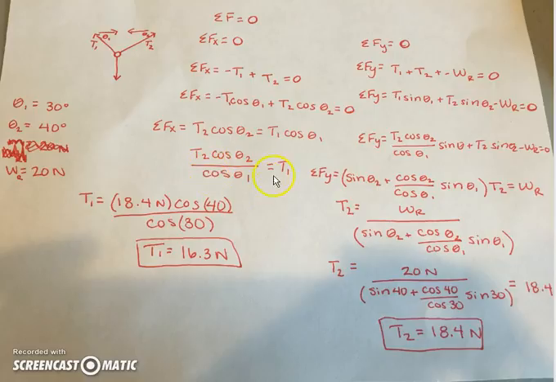And so over here, we come back and we can find our T1. T2 times cosine theta 2 divided by cosine theta 1: 18.4 newtons times cosine of theta 2, which is 40, divided by cosine of 30. And that gives us T1 of 16.3 newtons. So the tension in string 1 is 16.3 newtons, and the tension in string 2 is 18.4 newtons.